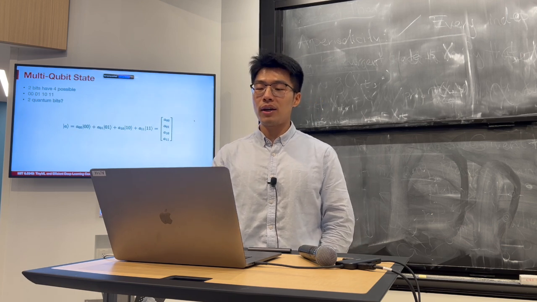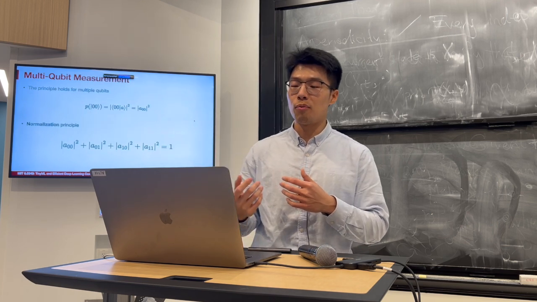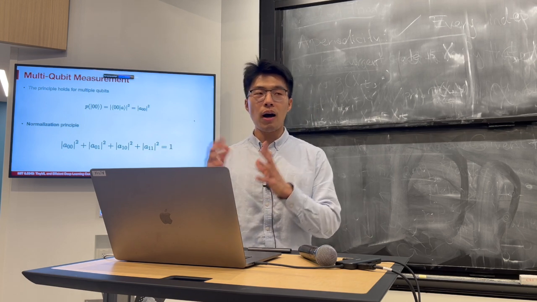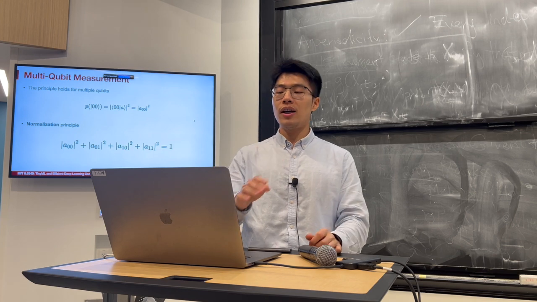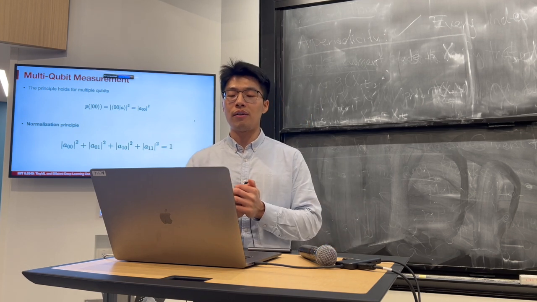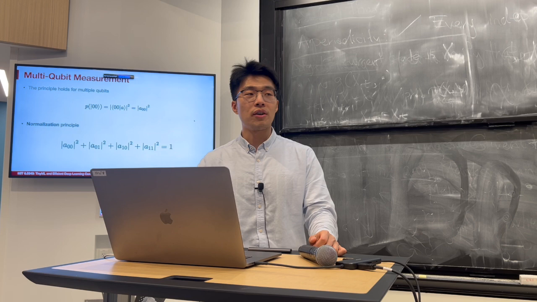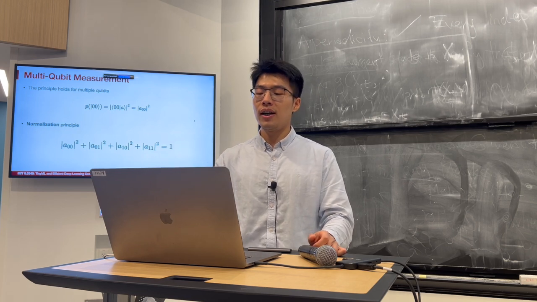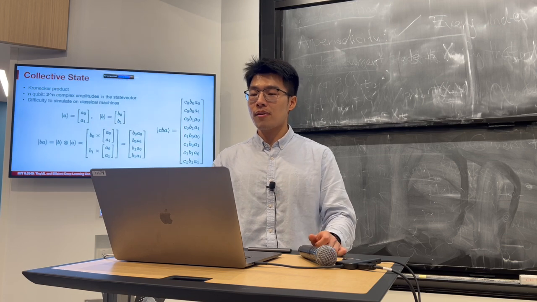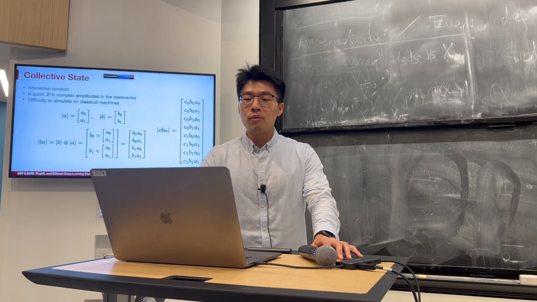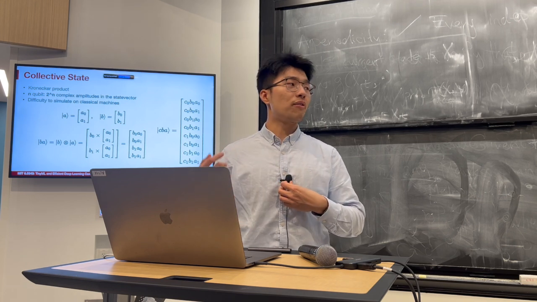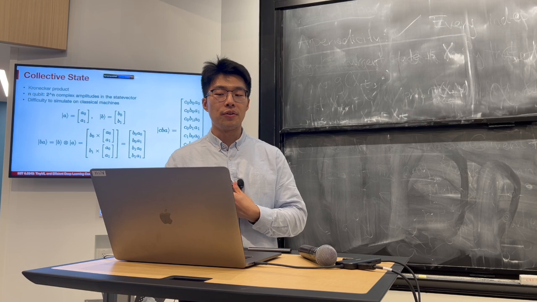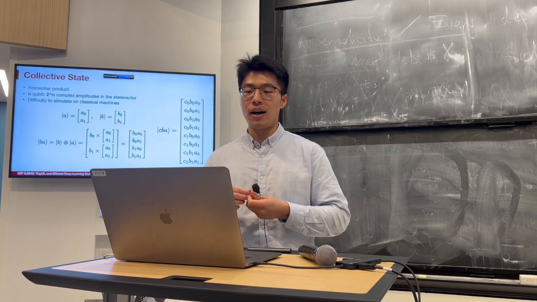So in that case, we have to represent n qubits with a vector of size 2 to the power of n. And also the normalization principle that we introduced, which means the two-norm of all of the coefficients for each of the bases will add up to 1. So that still holds. So when we have n qubits, we have to use 2 to the power of n complex amplitudes in the state vector to represent all the states.